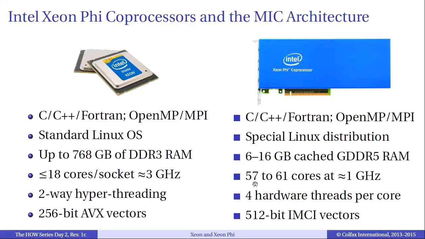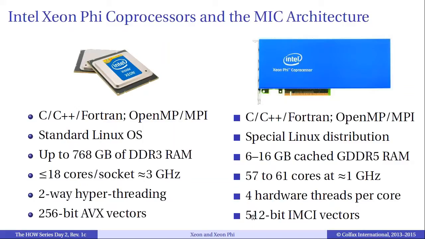Xeon Phi has many cores, up to 61 active cores, clocked at 1 gigahertz, which is similar to the Xeon, which has up to 18 cores per socket, clocked at around 3 gigahertz. Each core also represents itself as multiple logical processors. In Xeon, this is done using the hyperthreading technology with 2 hyperthreads per core. In Xeon Phi, this is done by running 4 hardware threads per core.